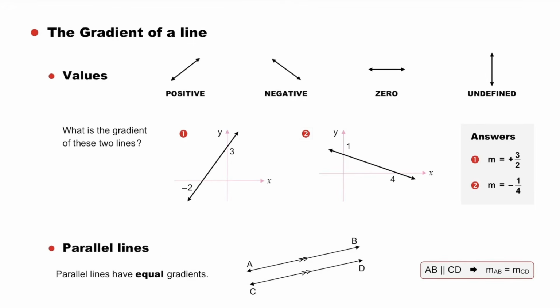Parallel lines. The fact that parallel lines have equal gradients is obvious, but a tool to be remembered. Parallel lines imply equal gradients. But we could also reverse the statement because it is also true that equal gradients could imply parallel lines.